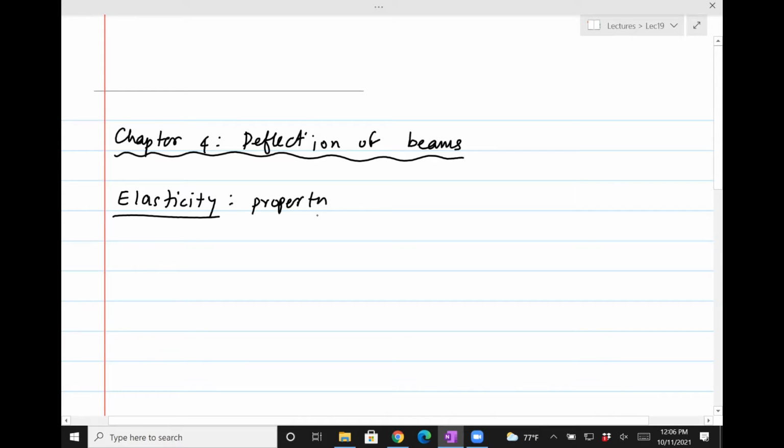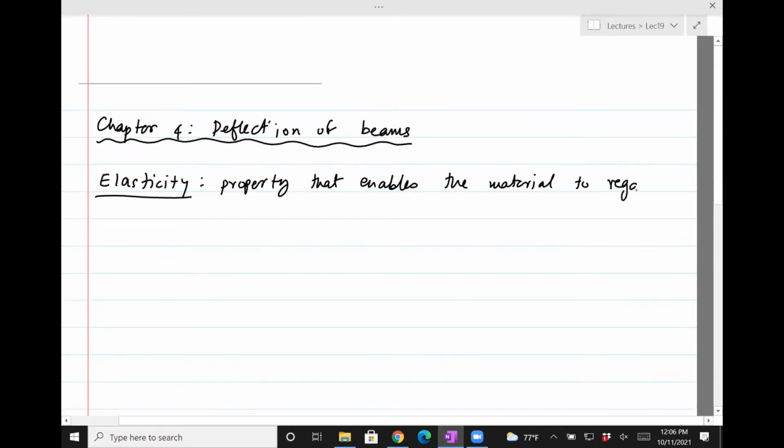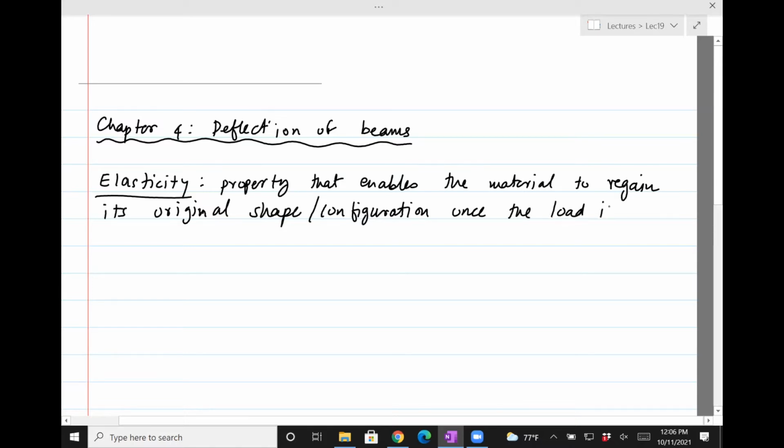Property of the material to regain its original shape or configuration once the load is removed. So that's something we know about.